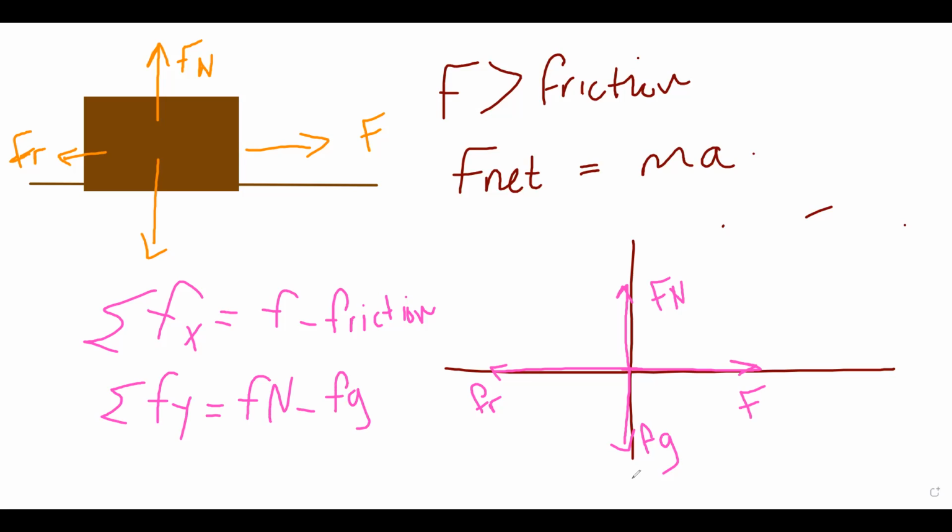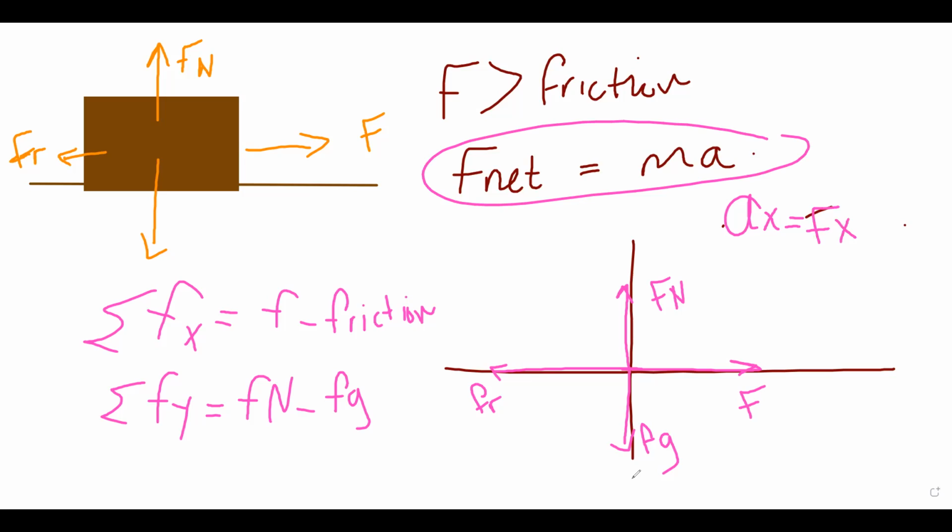Then, after you find Fx and Fy, if I ask you to find the acceleration on the x-axis, or a sub x, know that F is m times a, so a is F over m. So a, the acceleration on the x-axis, will be the resultant force on the x-axis over the mass, and a sub y is the resultant force on the y-axis over the mass.